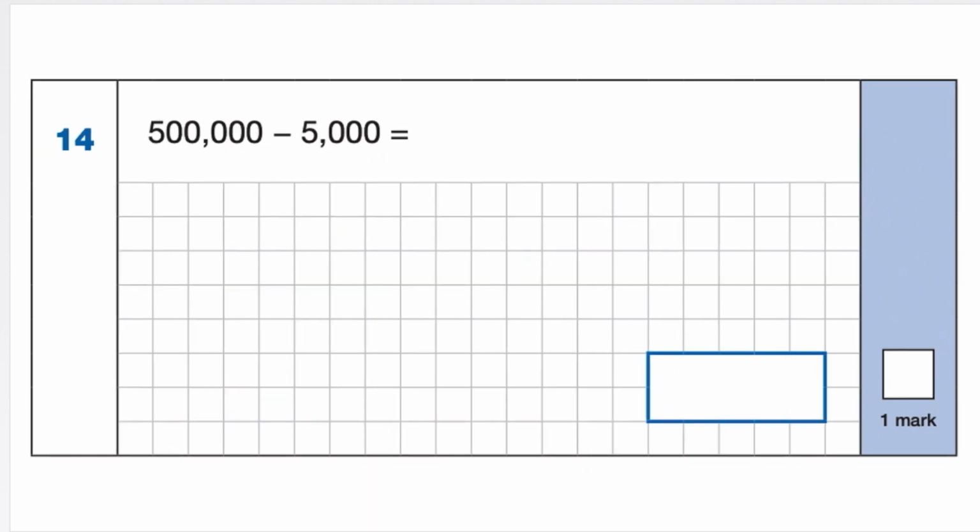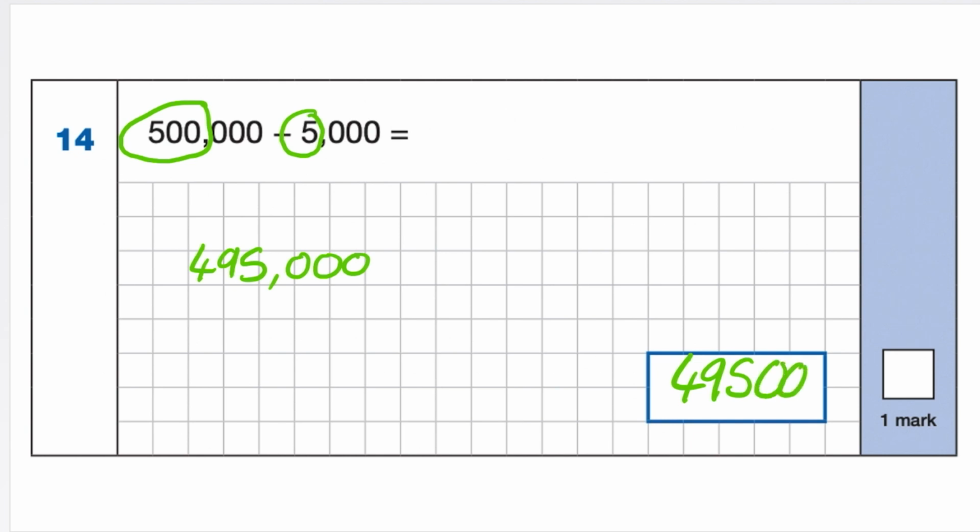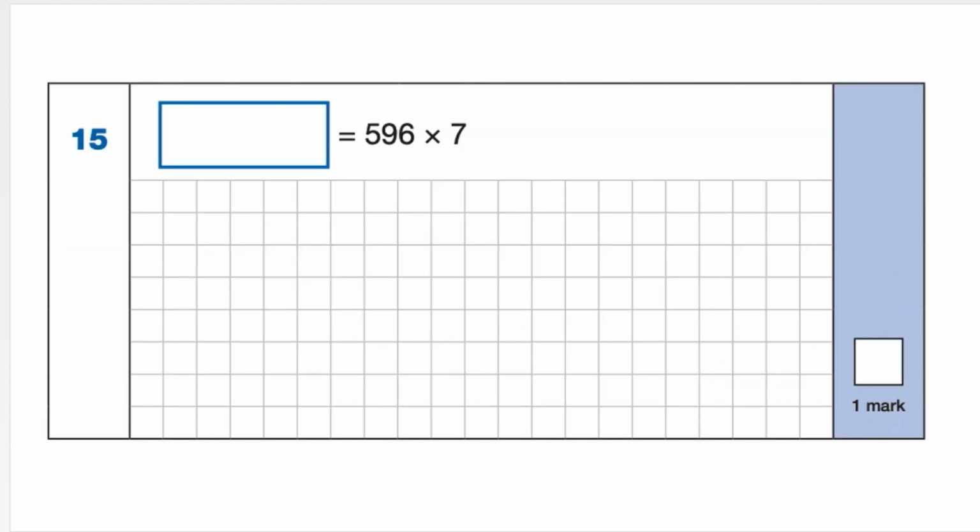Okay, 14. This is another sort of place value one, because really what we can see is 500,000 subtract 5,000. The way that I would look at this is looking at these numbers after the comma. We should know that these are all the thousands. So I could just focus on that for now and say 500 subtract 5 is 495, and then put back my 3 zeros. So my answer is 495,000.